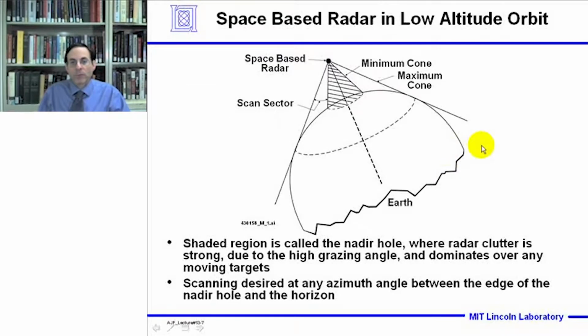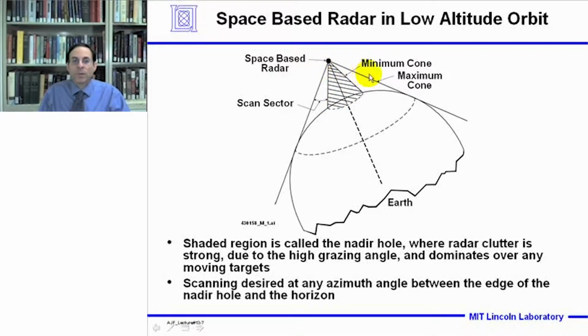And so one application for a phased array antenna that would require wide-angle steering with a null at broadside would be the case of a space-based radar in low-altitude orbit. So the antenna would not try to steer the radar energy directly below the space-based radar, since the high grazing angles at the Earth would create a large amount of clutter, which would dominate over any moving targets. So a null in the antenna element pattern would be beneficial.